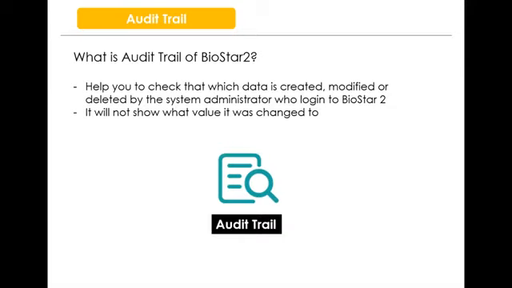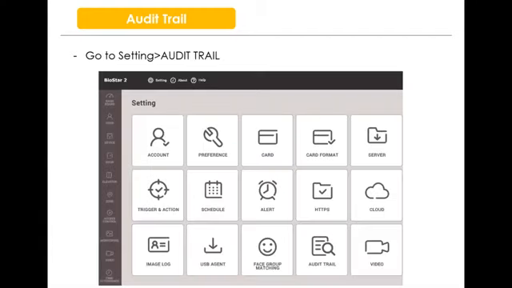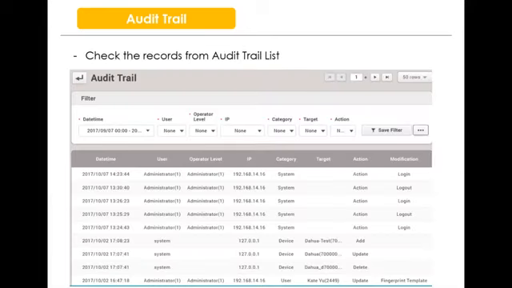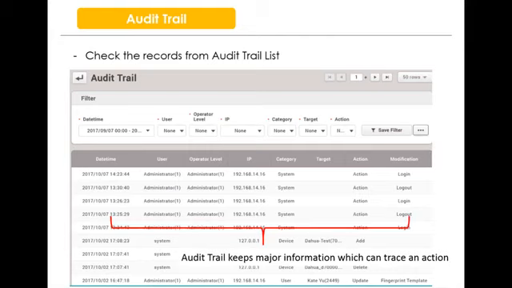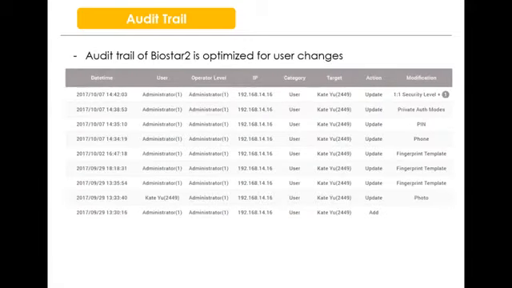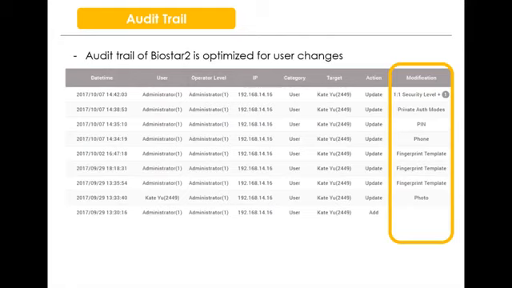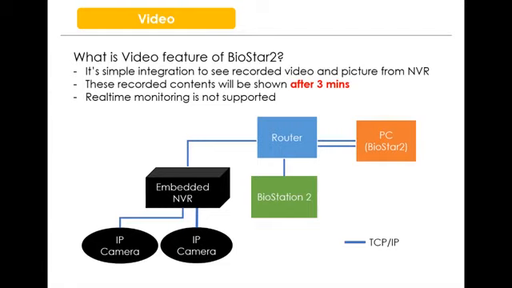Next picture is Audit Trail. As you already know, it helps to check which data is created, modified, or deleted by the system administrator. Audit Trail menu is added to the setting of BioStar 2. In the Audit Trail list, all actions will be displayed. Audit Trail keeps major information as follows. The report includes modified items only, and actual data won't be shown, as it is optimized for user change.